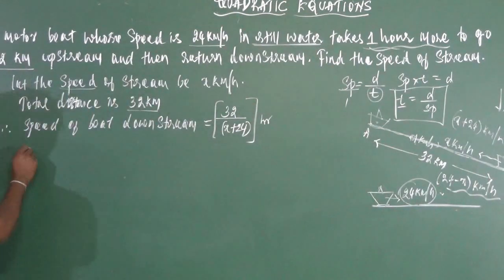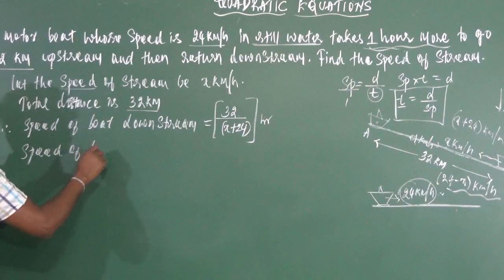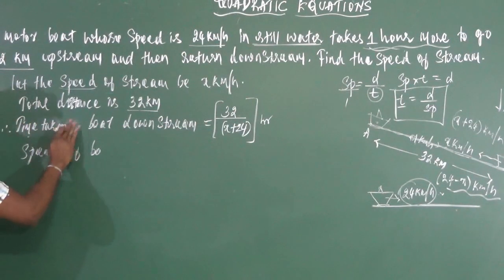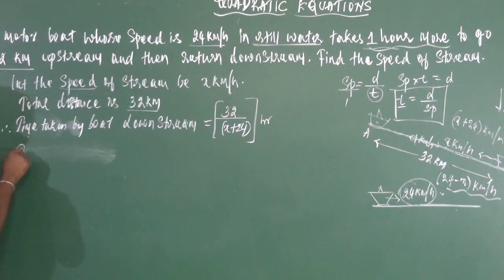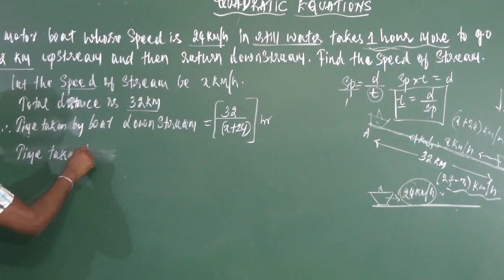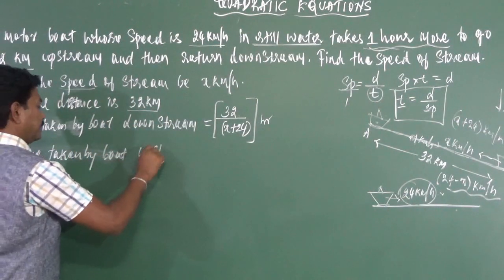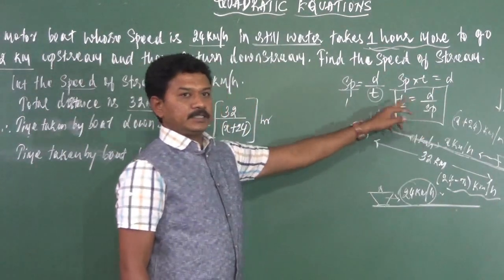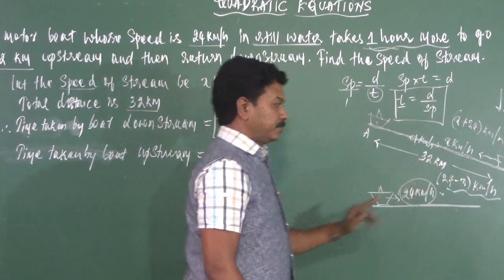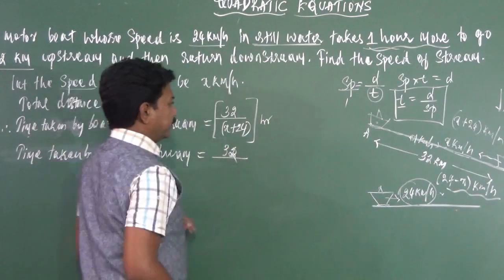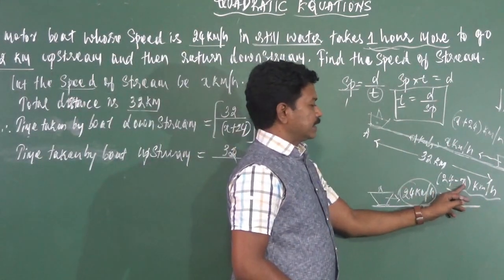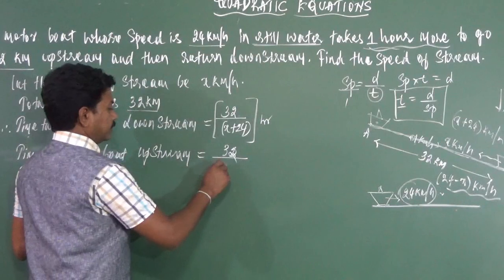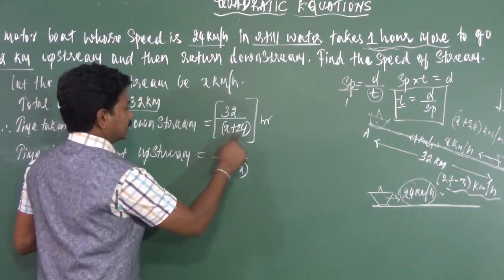Sorry, this is the time taken by the boat downstream. Let us take this: time taken by the boat upstream. The time formula is time is distance by speed. The distance from B to A is 32 kilometers, so we'll write 32 by speed. The speed will be 24 minus x kilometer per hour, because it is moving from B to A, that is upstream, right? So it is 24 minus x.